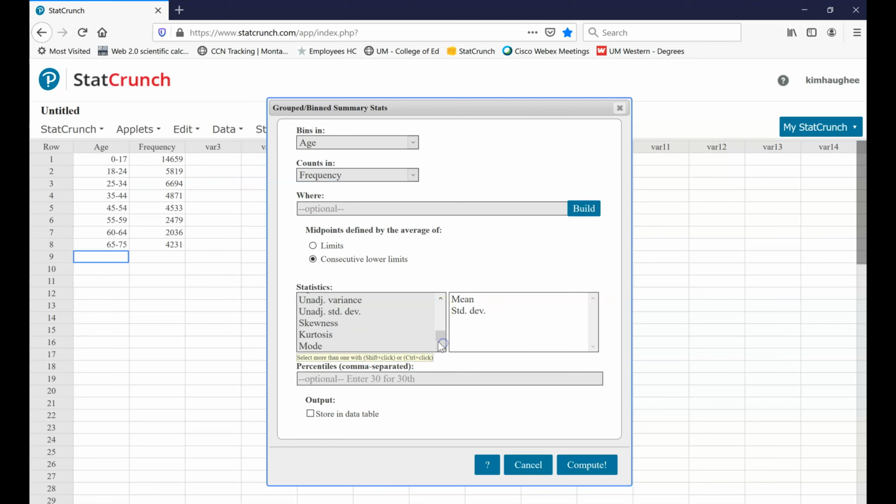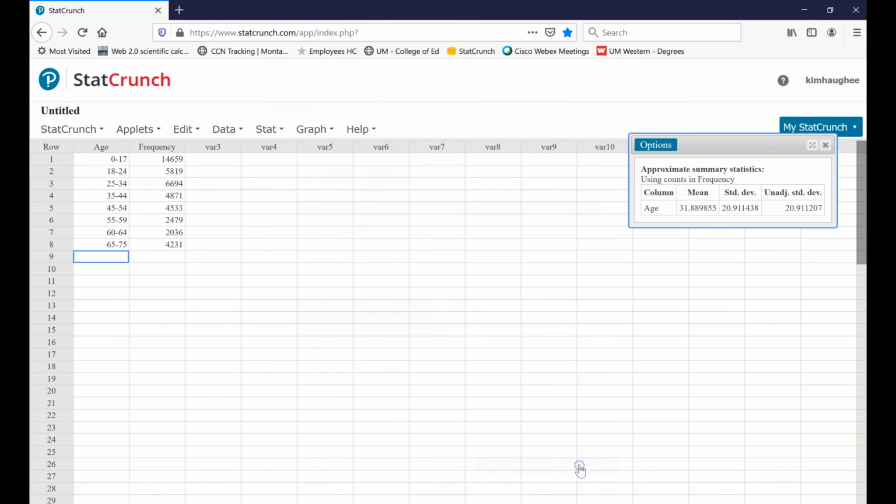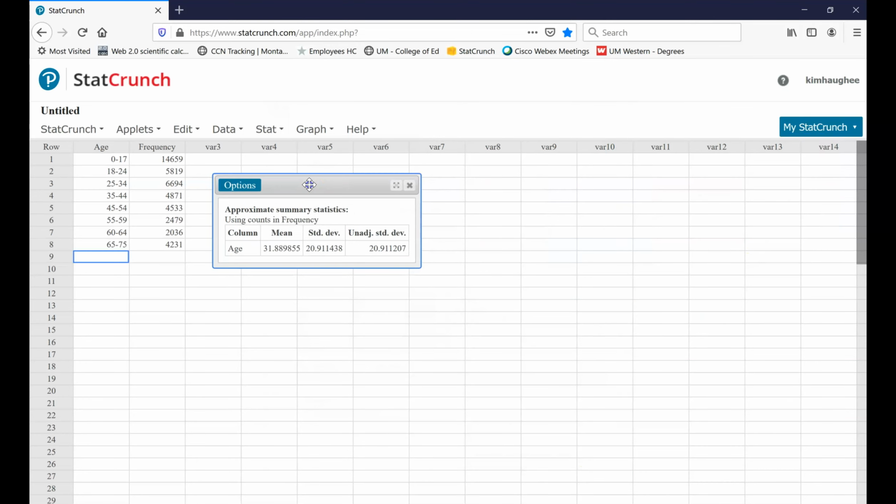I'm going to scroll down and select this unadjusted standard deviation. That is the population standard deviation. When I hit compute, it gives me the mean of 31.9 when I round it, and the standard deviation of 20.9. You'll notice the two standard deviation values are slightly different. The standard deviation value in the middle that says std.dev is 20.911438, which is slightly larger than the unadjusted standard deviation.